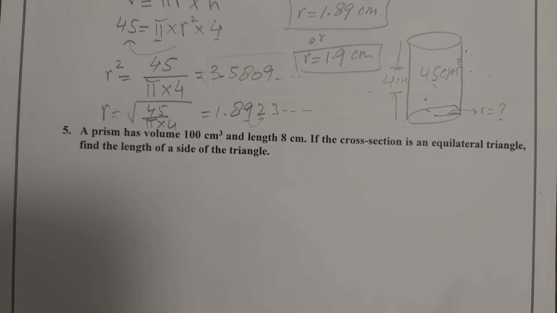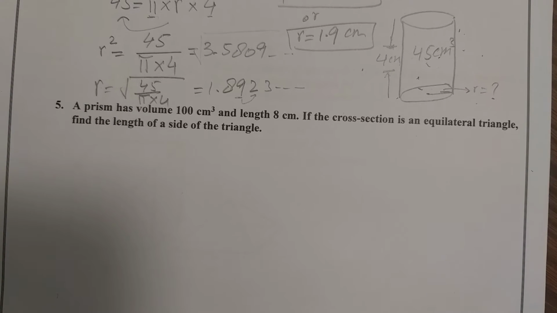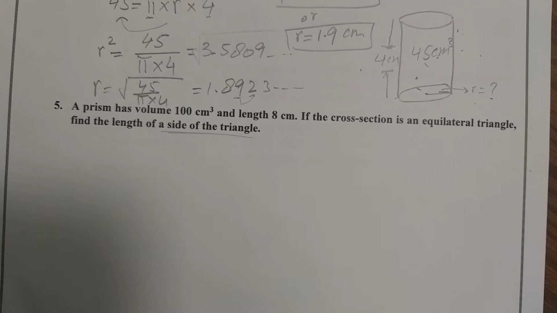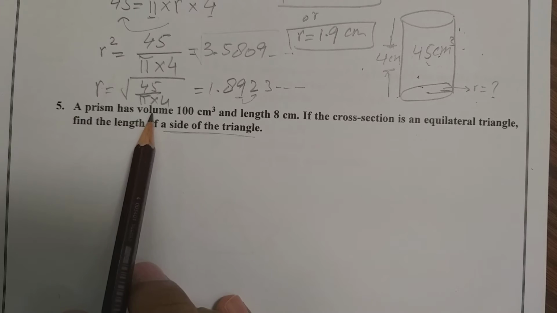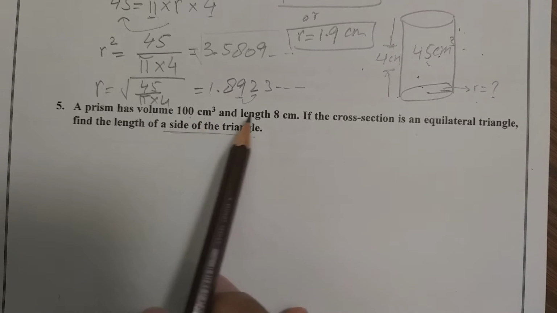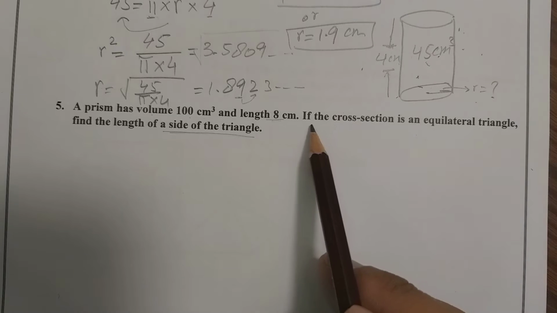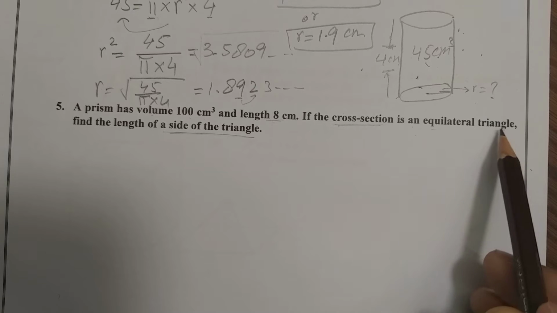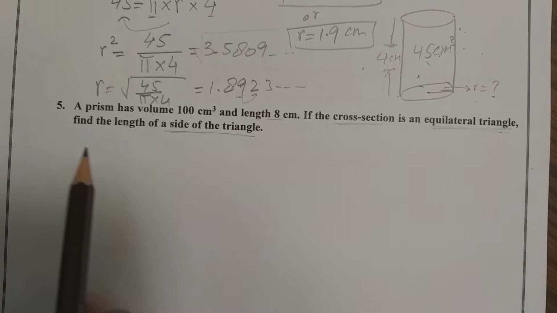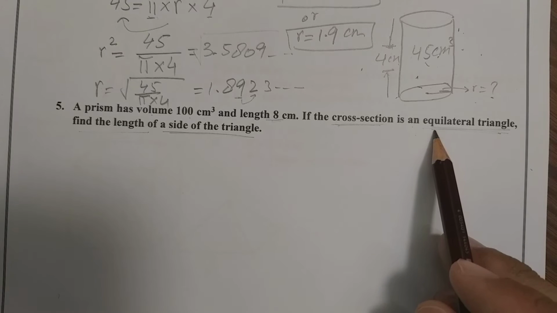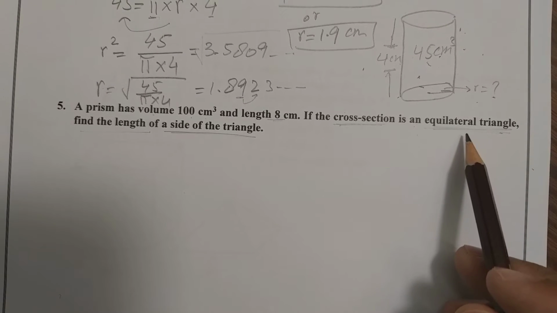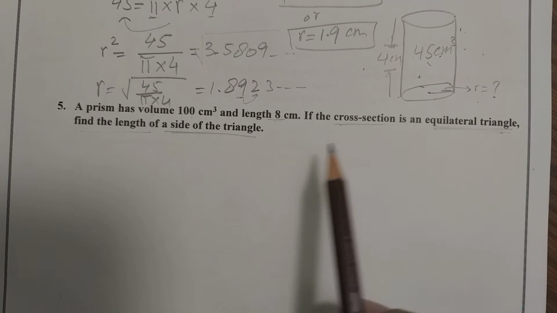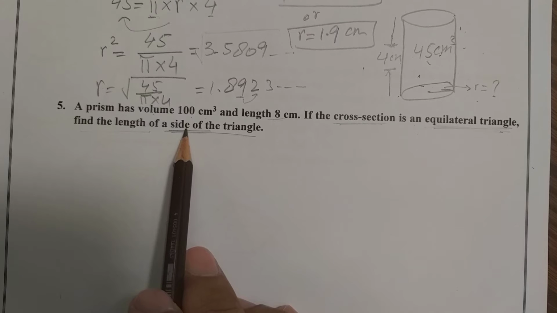Question number 5 is a very interesting question. We need to find the side length of the triangle. A prism has a volume of 100 cubic centimeter and the length is 8 centimeter. If the cross section, meaning the area of the base, is an equilateral triangle, find the length. So it means we have an equilateral triangle prism, and we need to find the side of that triangle.